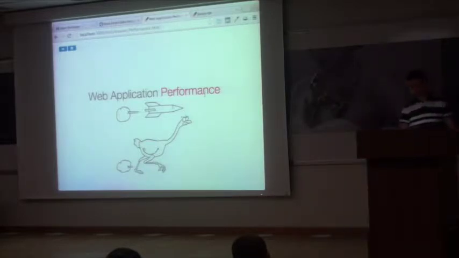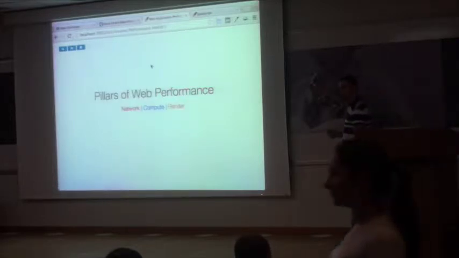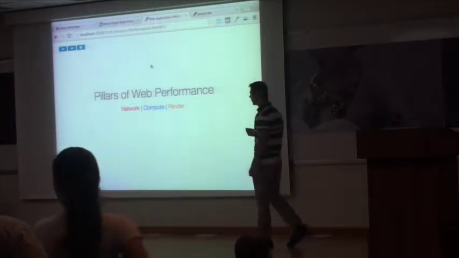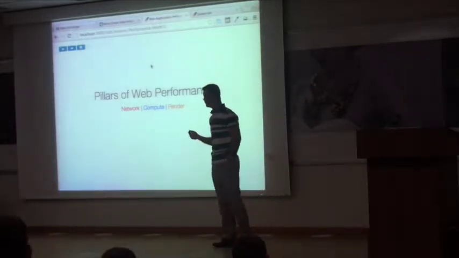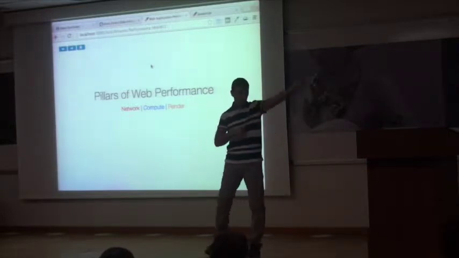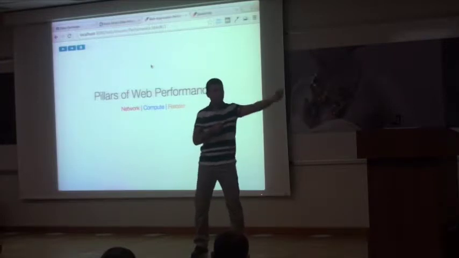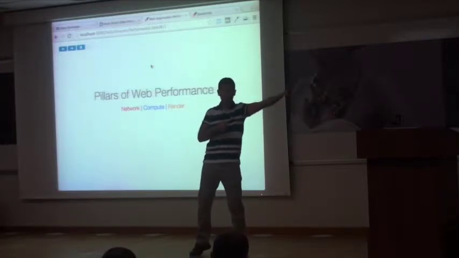Okay, so we're talking today about web application performance. And so when we talk about web application performance, we're really talking about three things. We're talking about network, compute, and render. So network is the traffic, it's effectively what you're using to download data. Right? So it's the speed at which content goes from the server to the client.